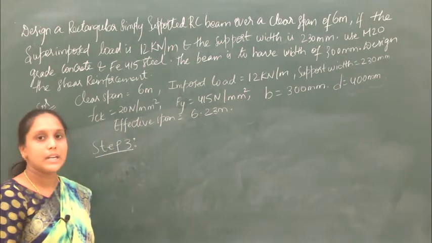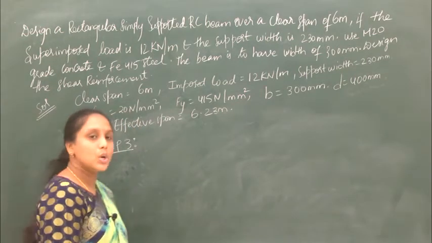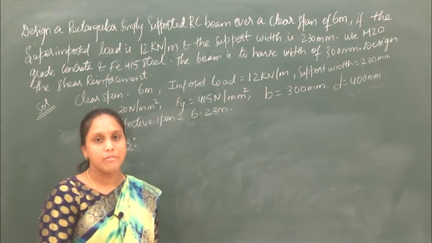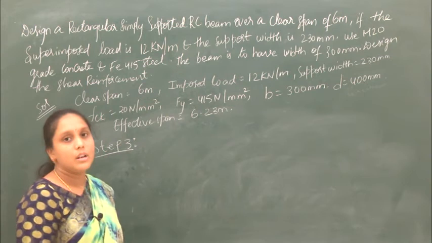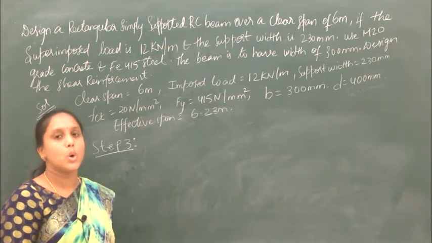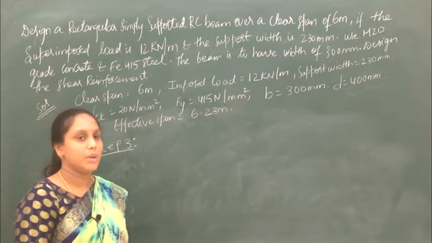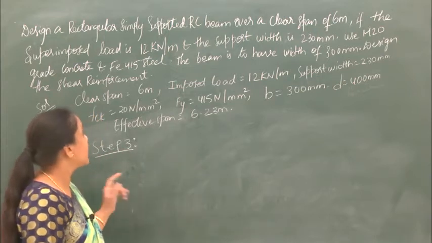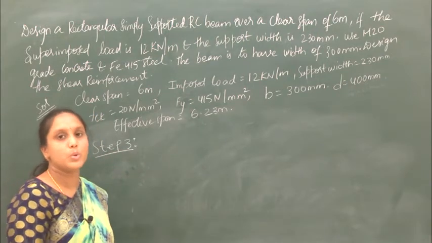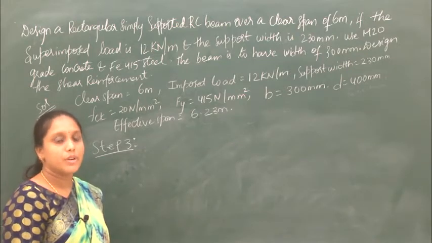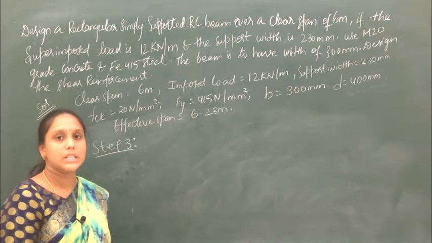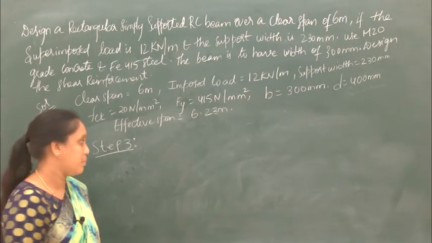So how will we calculate the total load? The total load is the sum of the self weight of the beam plus the live load, or the imposed load, which is acting on the beam. The imposed load is already given in the question. It is 12 kilonewton per meter. But the self weight is not given. So first, we have to calculate the self weight of the beam.